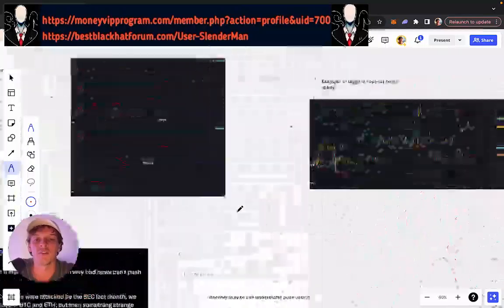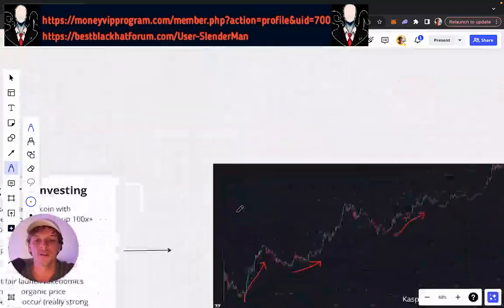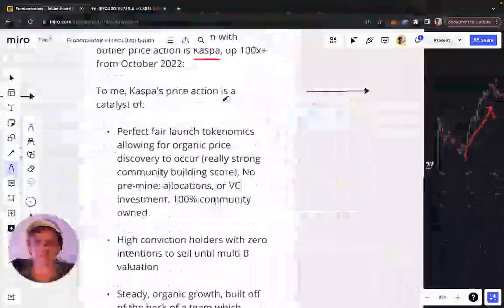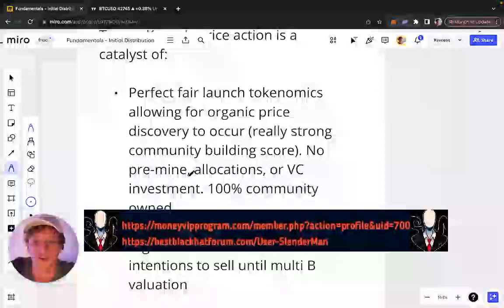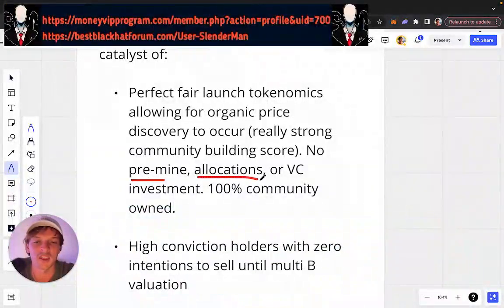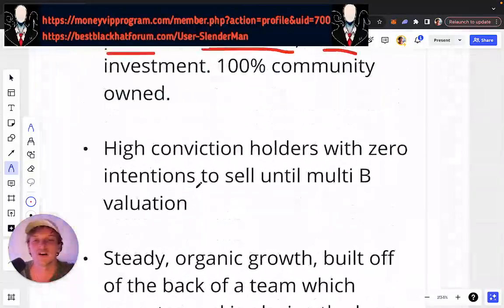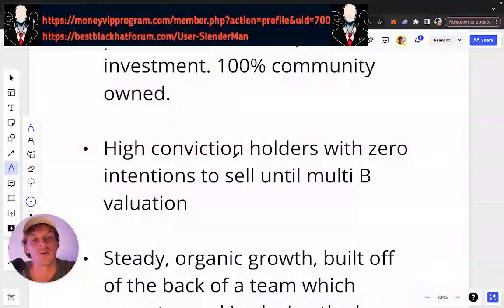Now, where do we go? Another reason is, and you can see here, no pre-mine, there's no allocations, no VC stuff. The community owns the coin. The second part is the high conviction holders. So because the project is obviously really good, the holders, the people who actually own Casper, have a very high conviction, and they understand that this is a layer 1 protocol. The competitors are multi-billion-dollar valuations. It doesn't make sense to sell this until this one is at a multi-billion valuation, right?